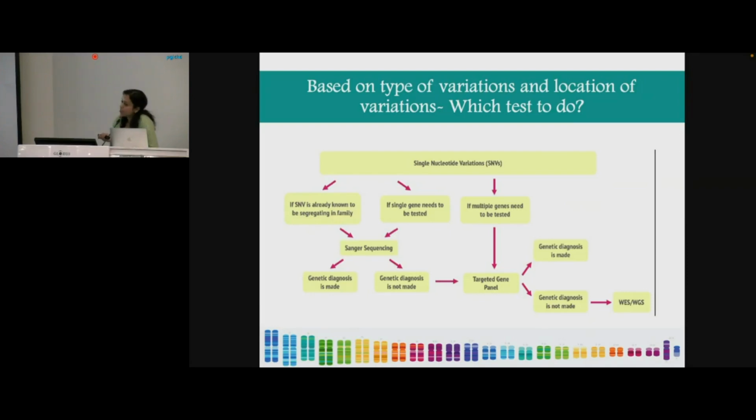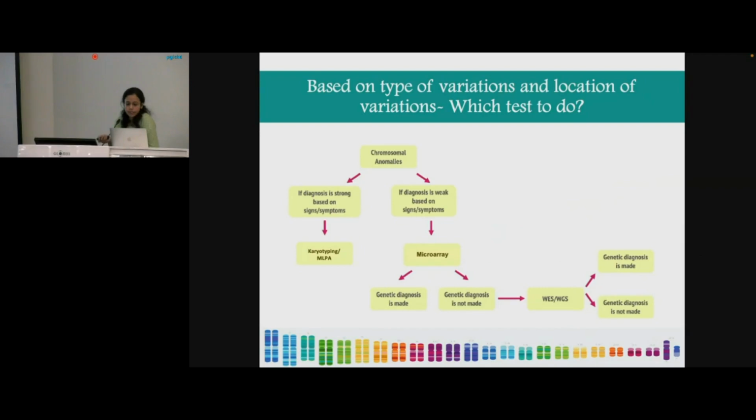If multiple genes need to be tested, then you can again think of the panel or whole exome based testing. So that is also a point you need to consider: what kind of variation you want to look for. Here, based on the variation, again, that was the case of SNVs. Here we are talking about chromosomal abnormalities.